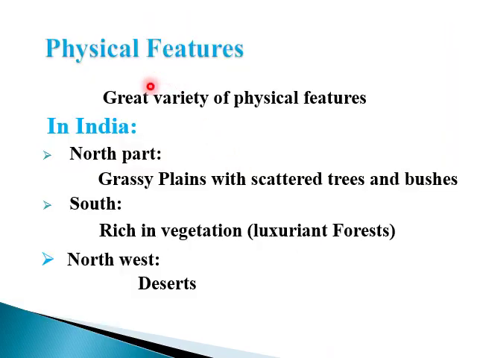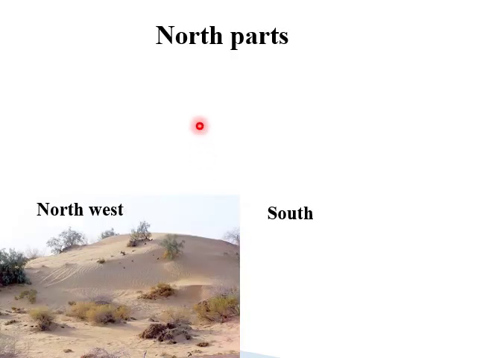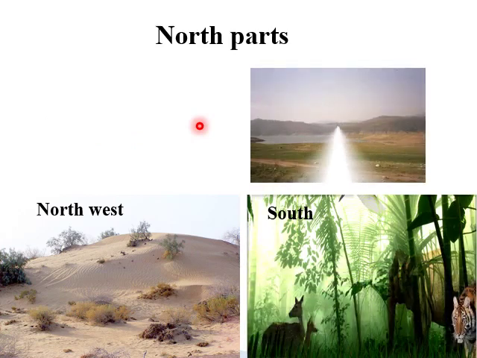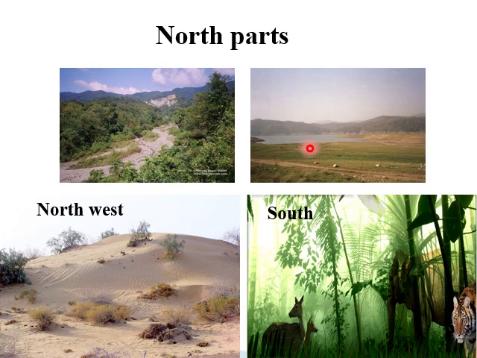If we talk about the physical features of the Oriental region, there is a great variety of physical features. If we talk about the physical features of the Indian region, the north part of India basically has grassy plains with scattered trees and bushes. On the southern side, the area is very rich in vegetation. If we talk about the north and west sides, there are deserts in the Indian portion. Dear students, in this picture you can see all the parts of the Oriental region, in which you can see the north parts, the northwest parts in desert form, and the southern parts that are basically forests.